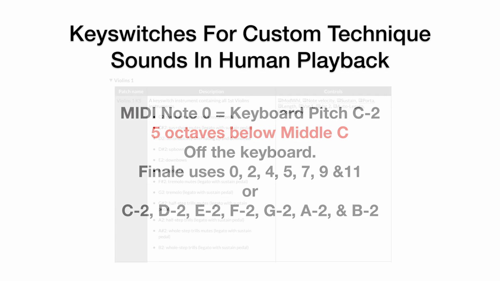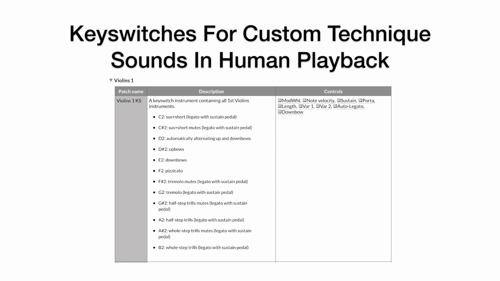on the keyboard. The key switch references in the Garritan manuals for each instrument are for the standard, that is the performance version, which are just below the instrument's playable range on the keyboard for easy access during a live performance. These don't work in Finale.